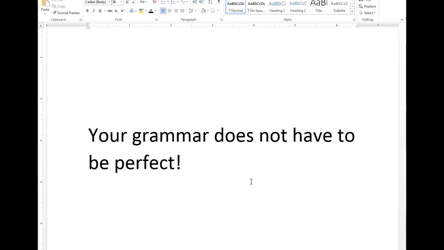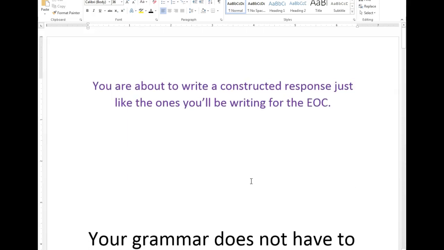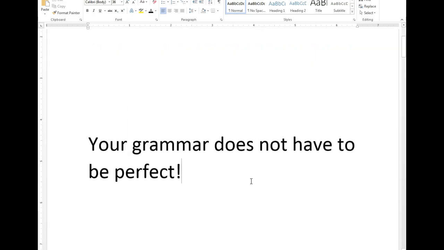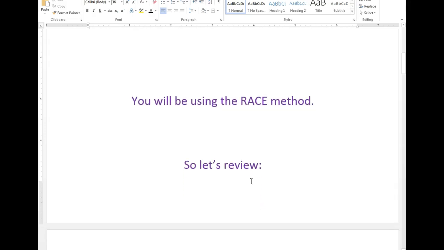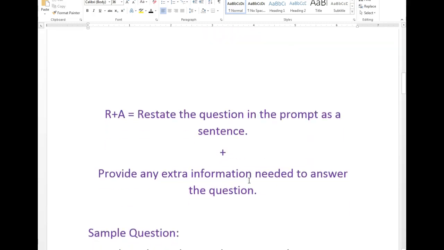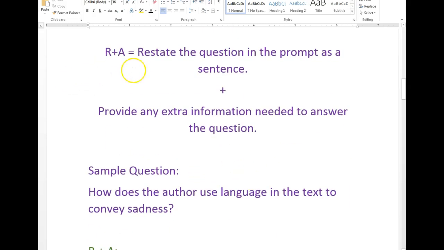All right, so moving on. Today you're going to be writing a constructed response just like the ones for the EOC. We are going to be using the RACE method, of course. So let's review what that means. The RACE method. R plus A means that we restate the question in the prompt as a sentence, and we provide any extra information needed to answer the question.